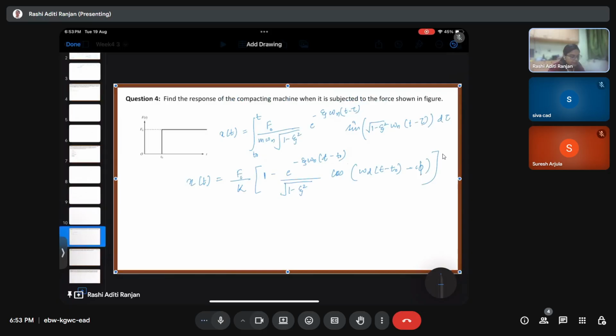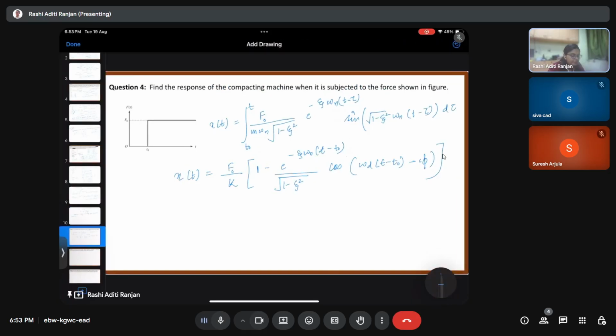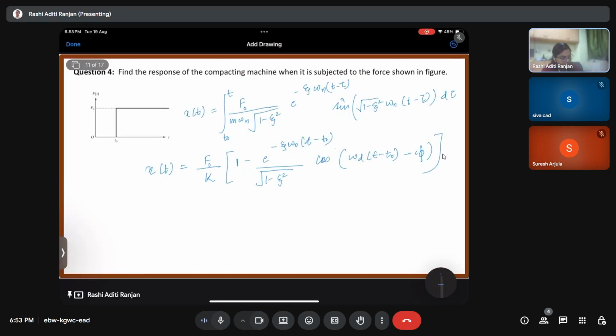Okay, that's fine. Okay. Again, if you want to try it for an undamped system, for the undamped case, we are going to get x of t as integration from t naught to t of f naught by m omega n, and then we have sine of omega n (t minus tau) d tau, right?